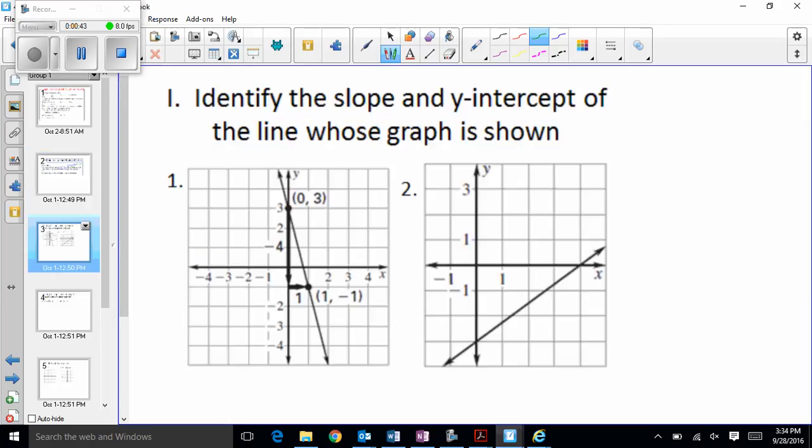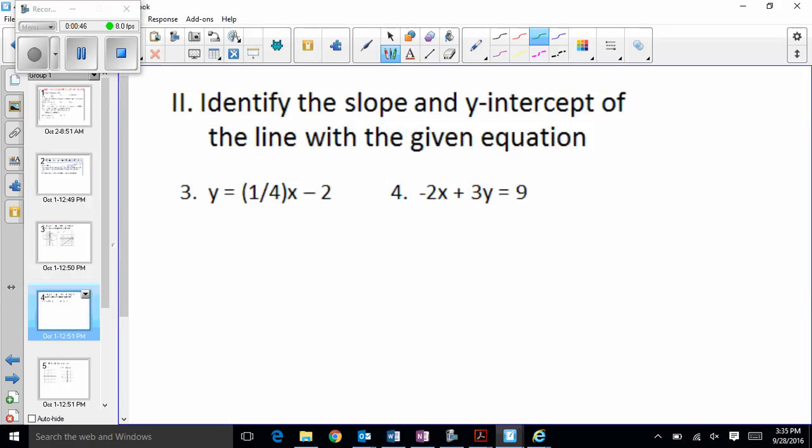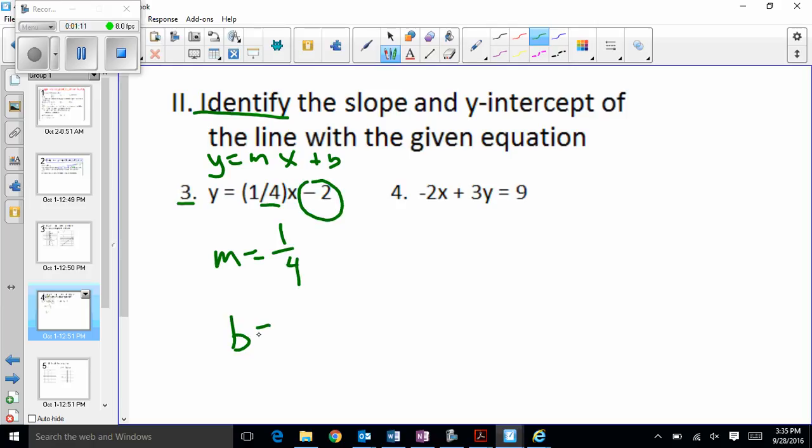So let's skip ahead. We already did a couple of these slides here in class. Let's look at this one right here, number 3. We want to identify the slope and the y-intercept of the line with the given equation. This is super simple. This is already in slope-intercept form. So I look at the coefficient in front of x. That means the slope is 1/4. I look at the trailing constant here, and the y-intercept is -2. It doesn't get much easier than that.